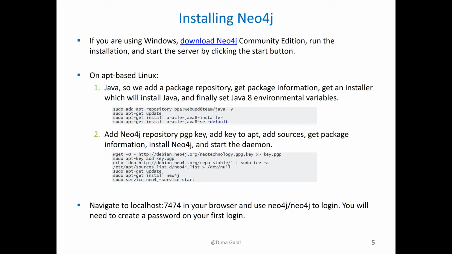On apt-based Linux, follow these instructions to first install Java 8, then configure Java 8 environment variables, then finally add the Neo4j PGP key, add a repository and sources, get the package, install it, and start the daemon. On YUM-based Linux distributions, I had several issues trying to get all the dependencies on CentOS 6. If you're using that distribution, I would recommend compiling from the source.